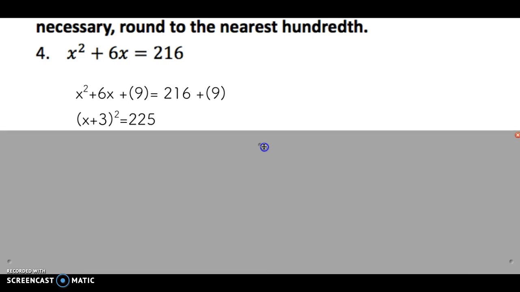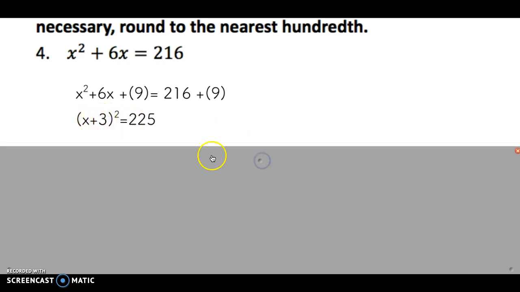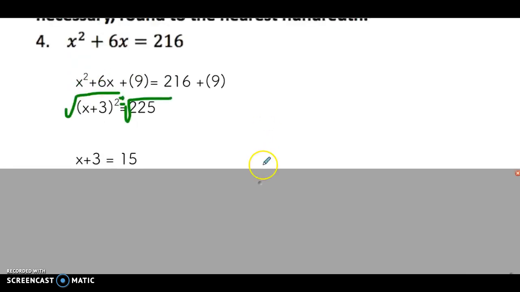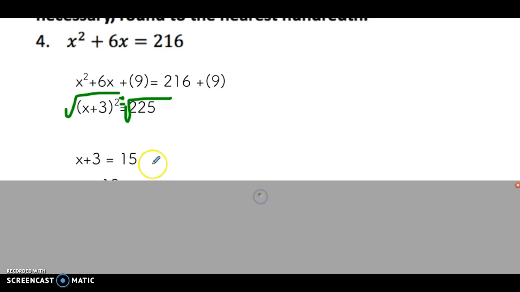Now I have a perfect square trinomial. It's x plus 3 squared equals 225. In order to solve for this, I have to take the square root of each side. If I take the square root of this side, I have to take the square root of this side. Remember, when you take the square root of something, that becomes plus or minus, right? So now I have x plus 3 is equal to plus or minus 15.